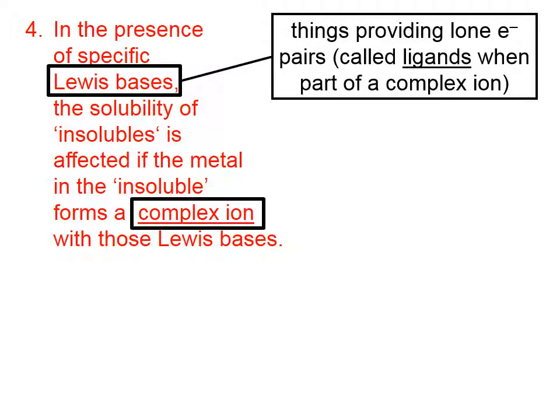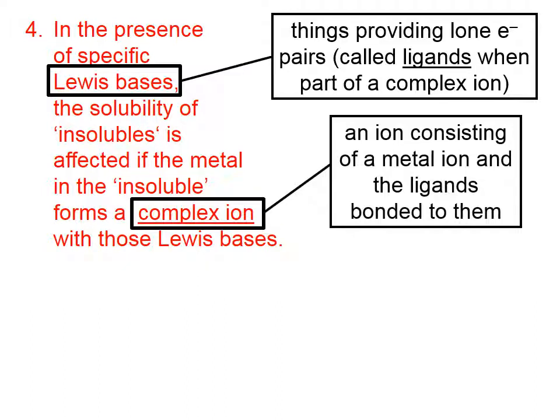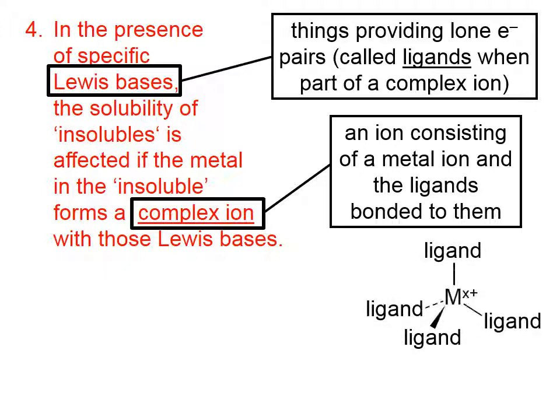In one of my earlier lessons, I covered Lewis bases, and a Lewis base is something that provides a lone electron pair. When Lewis bases become part of a complex ion, we call them ligands. A complex ion is an ion, obviously, that consists of a metal ion and the ligands that are bonded to it.